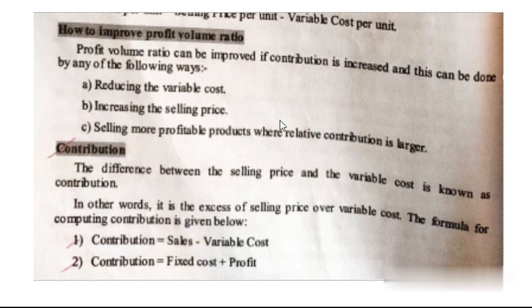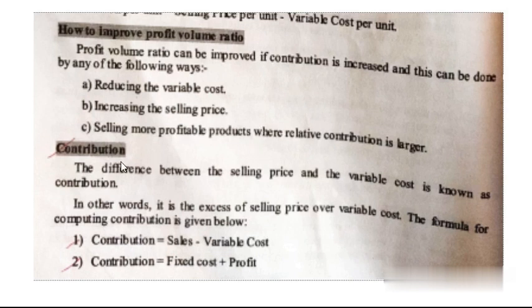So if you want to increase the profit volume ratio, that is if you want to increase your profit, then you need to reduce the variable cost. So you should make sure that your variable cost is less, or you should increase the selling price, or sell more profitable products where relative contribution is larger. So where you sell more profitable products, the profit contribution you get will be large for it.